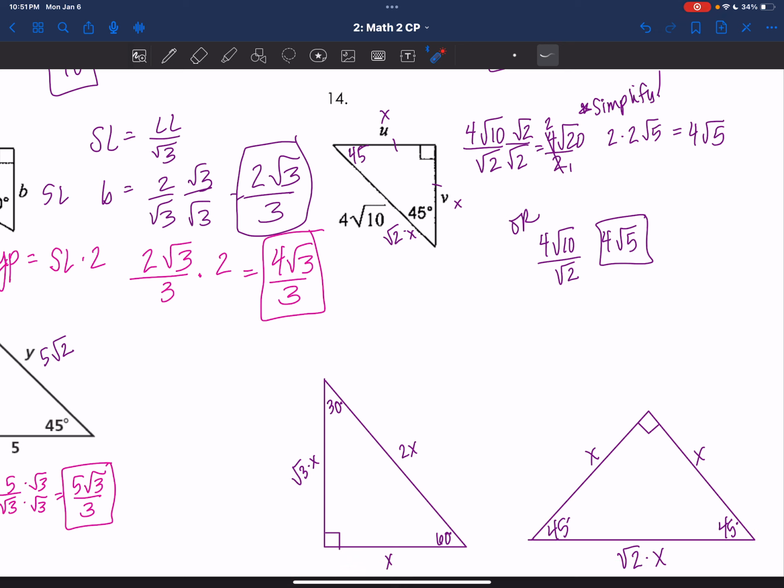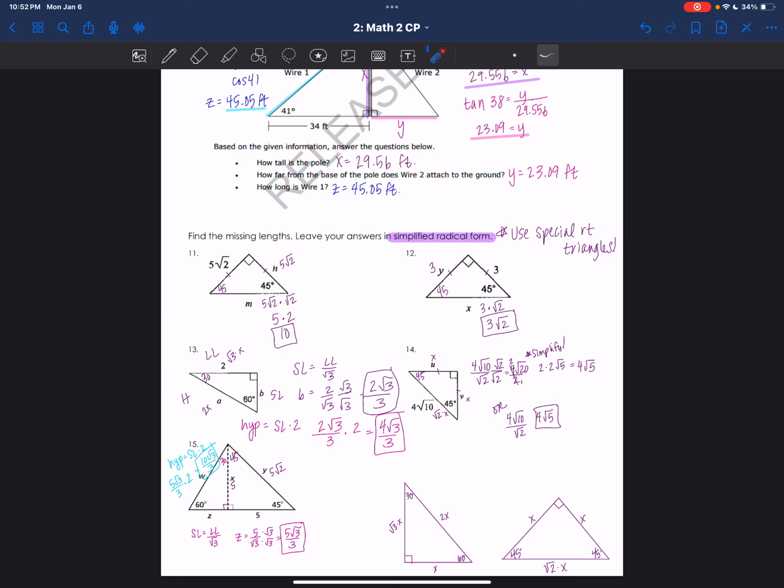So for 45, 45, remember these two sides are the same. And then your hypotenuse is root 2 times whatever your leg is. And then for your 30, 60, 90, remember this is your short leg because it's opposite the short angle. That's your long leg, and then this is your hypotenuse. So just use those rules either way.